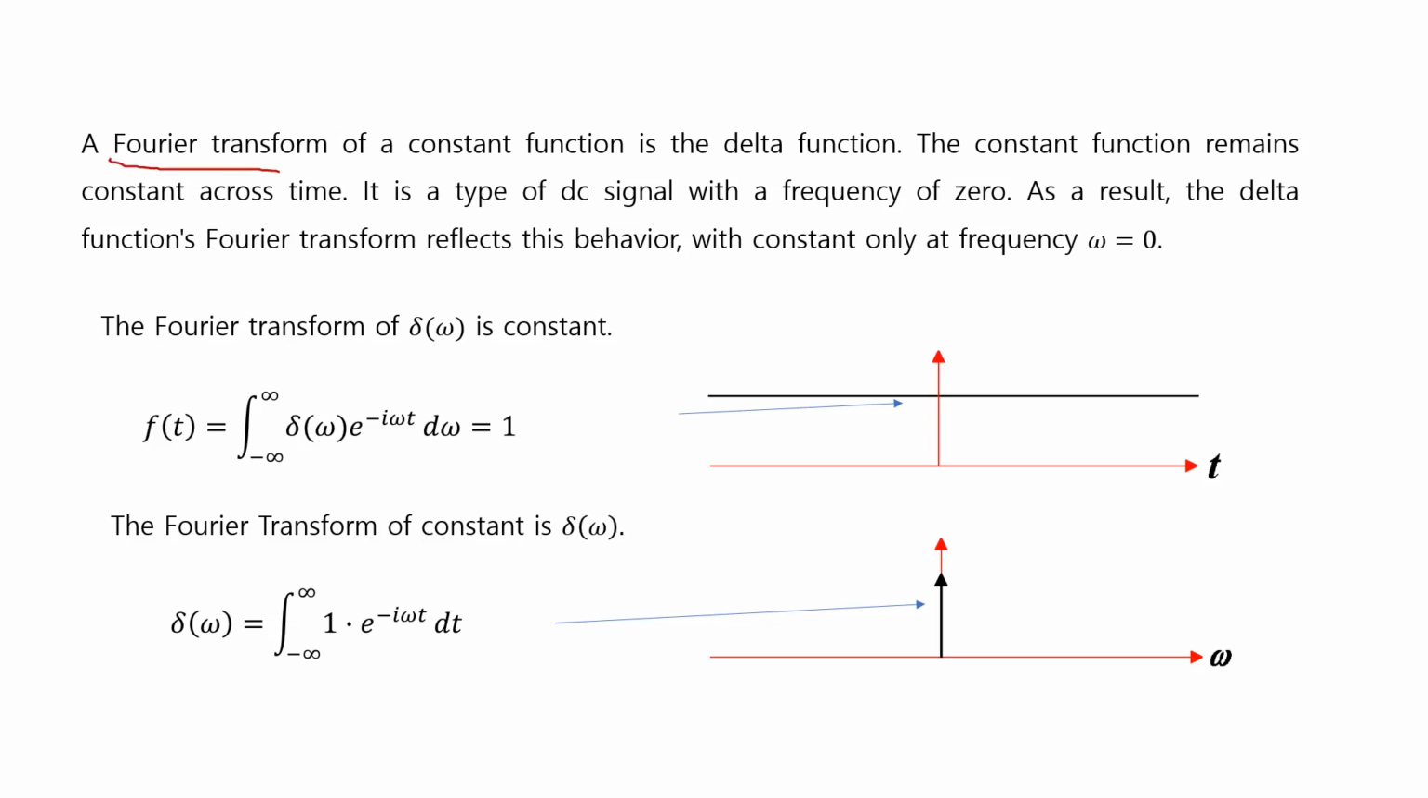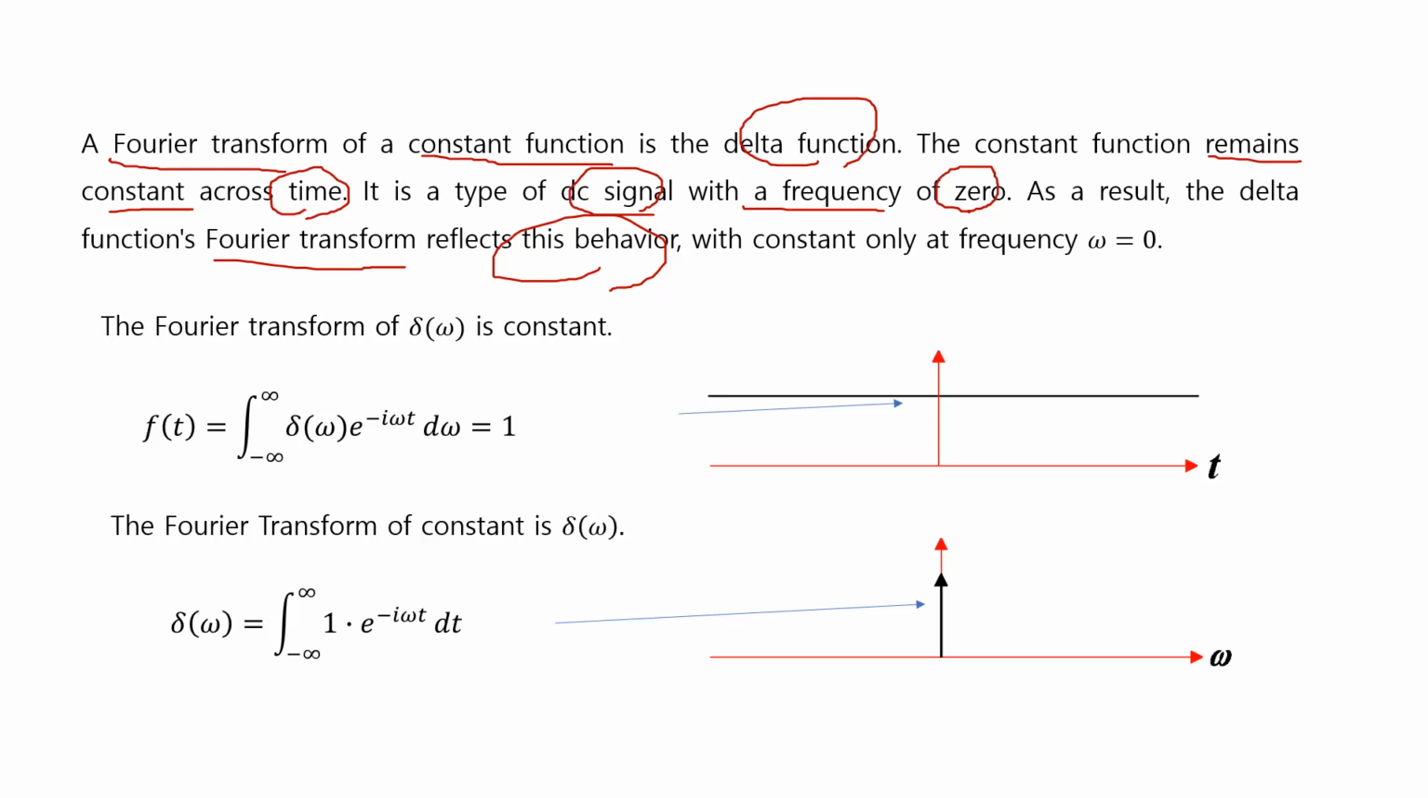The Fourier transform of a constant function is the delta function. The constant function remains constant across time. Okay? So it is a type of DC signal with a frequency of 0. As a result, the delta function's Fourier transform reflects this behavior. So a DC signal has the frequency of 0.